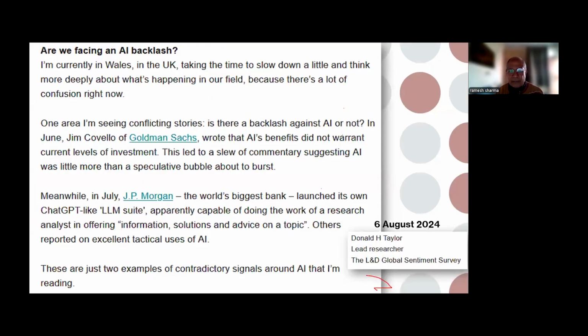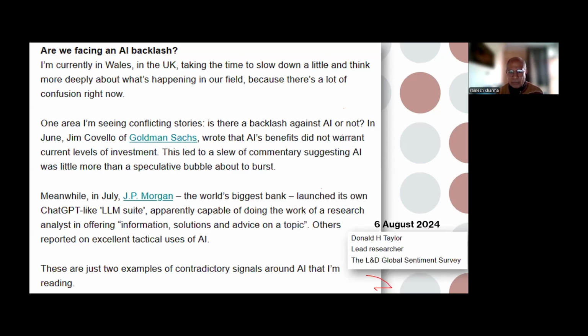There are various kinds of thinking going on, conflicting stories, such as Goldman Sachs writing that AI benefits did not warrant the current level of investment.